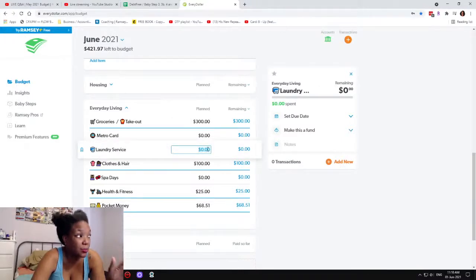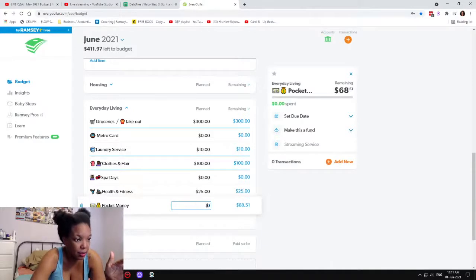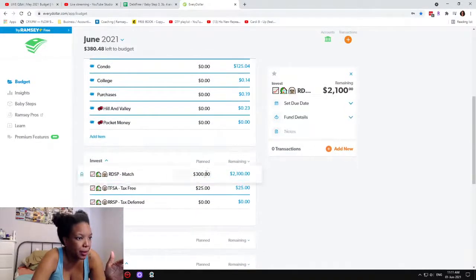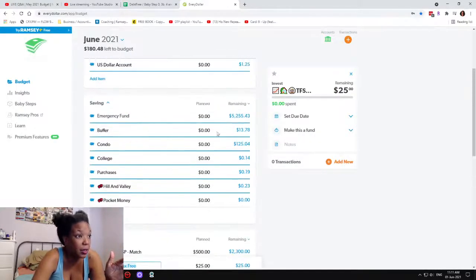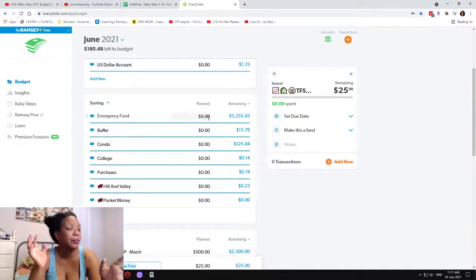Laundry, I think there's money on my laundry card. If there's not, I would put $10 on my laundry card. Yeah, so then this, we'll probably spend $100 here, my pocket money. And then investing, I think $500 we're putting here. But I'm not, because my emergency fund's at 3 months already. Like the bare bones 3 months is my emergency fund right now.